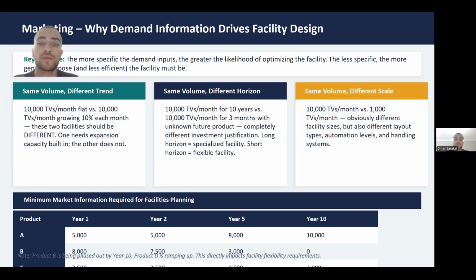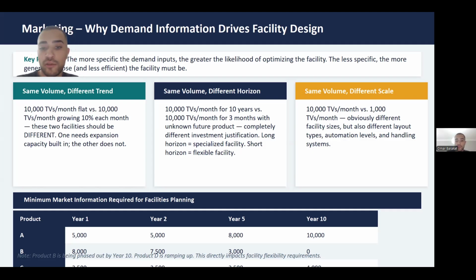Second, 10,000 TVs per month growing 10% is not the same as 10,000 per month flat. The first requires expansion capacity built in from day one. The second doesn't. Third, 10,000 per month for 10 years versus 10,000 per month for 3 months. With an unknown product after that, the 10-year horizon justifies a specialized, highly efficient facility. 3 months with uncertainty demands flexibility, which means higher costs per unit but lower stranded asset risk.